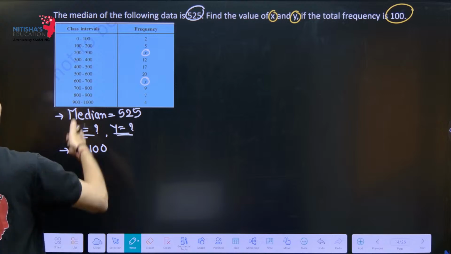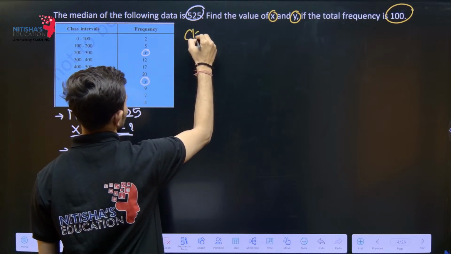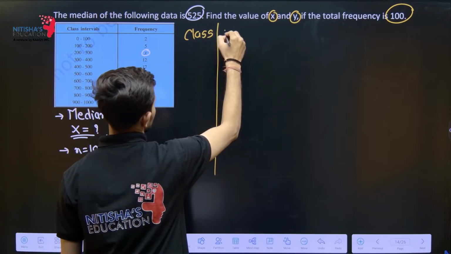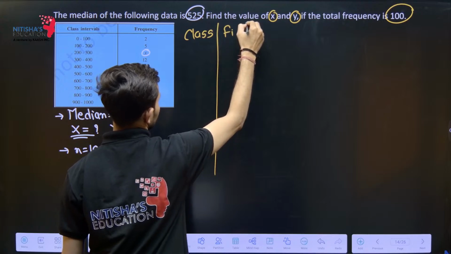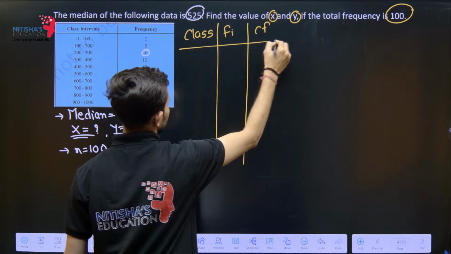So we have the class intervals. Let's plot a table for it. Here we can write class. Next we can write frequency, and after that we have to write CF, cumulative frequency.